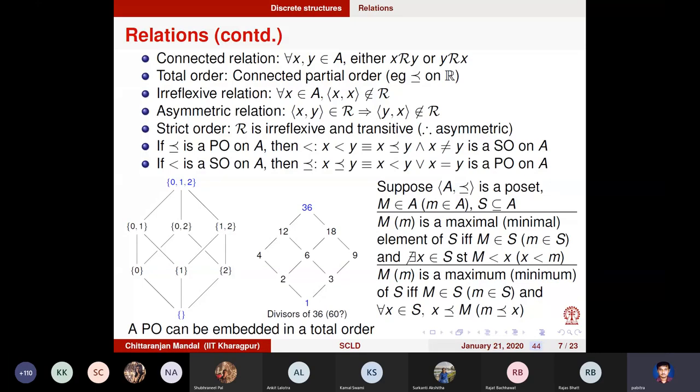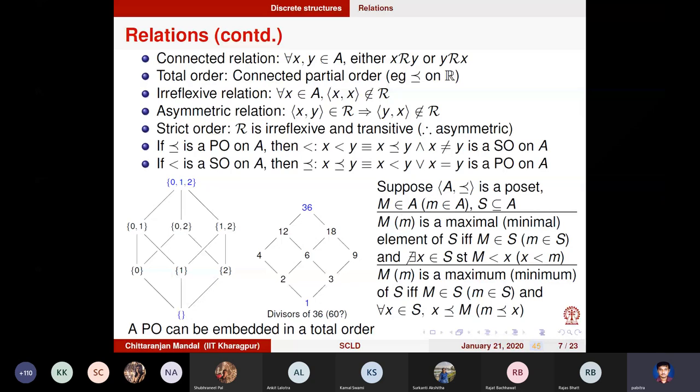So 12 and 18. If you consider the set 12, 18, 6, 2, and 3, there is nobody in this set which is greater than either 12 or 18. So these two are the maximal elements. Similarly, what are the minimal elements? 2 and 3 are the minimal elements.